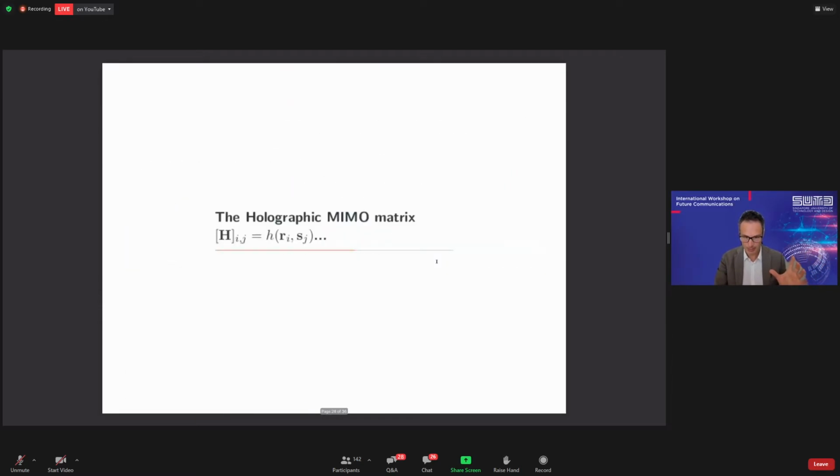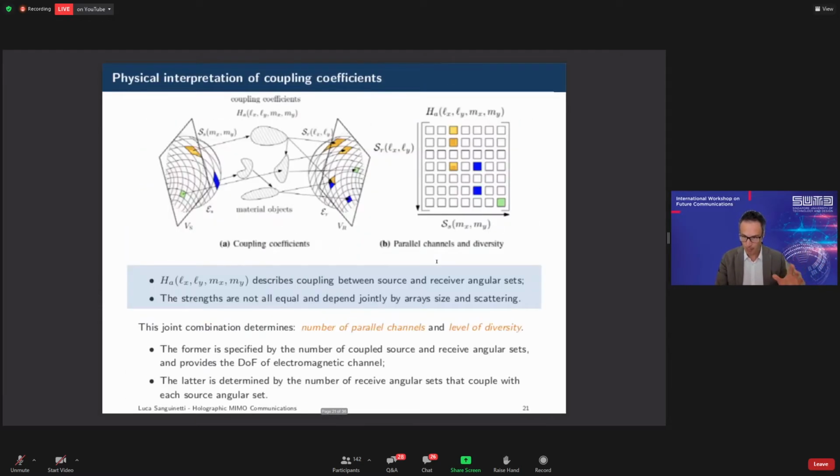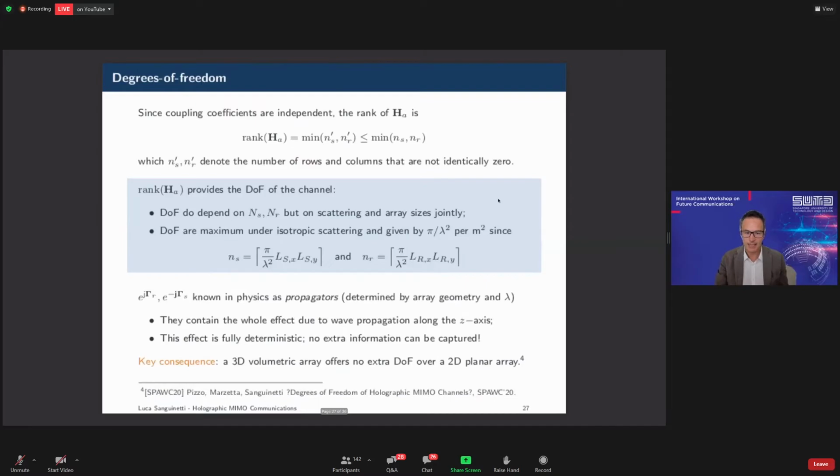So this is given exactly by how many different colors we have in the angular domain. Mathematically, this amounts to looking for the number of rows and columns in this matrix which are not identically zero.